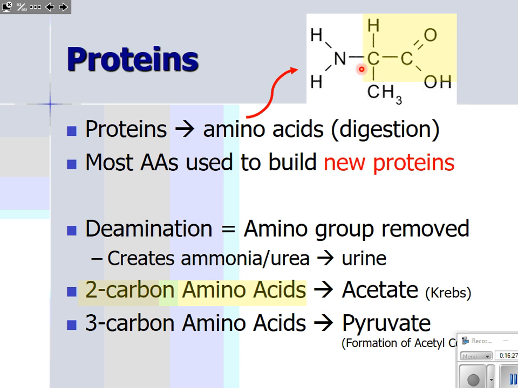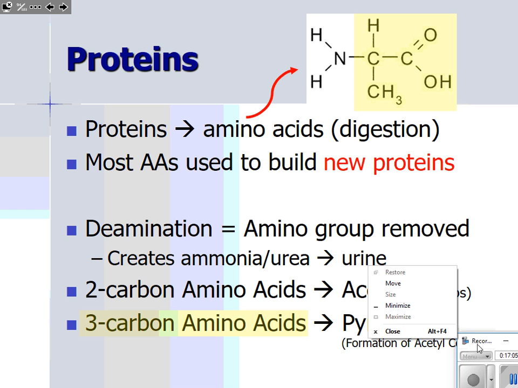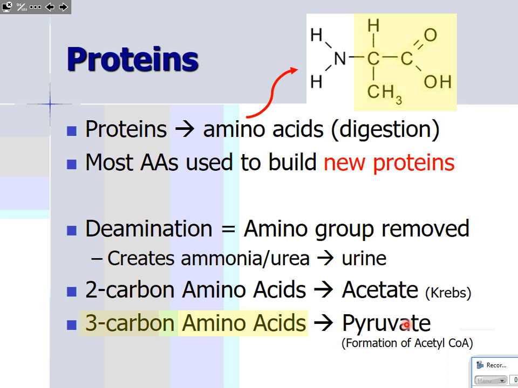Now, some amino acids only have 2 carbons. Sometimes the R group doesn't have a carbon right here in this spot. So if it's an amino acid that only has 2 carbons, those amino acids are converted into acetate. Acetate is a 2-carbon molecule, and we can plug that acetate directly into the Krebs cycle. However, if it's an amino acid that does have at least 3 carbons, like this one does, then we can convert that into pyruvate. And pyruvate is a 3-carbon compound.